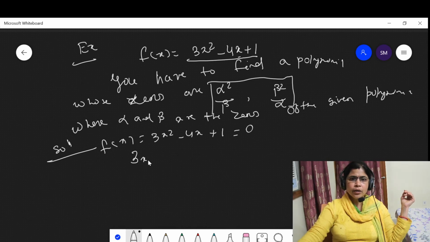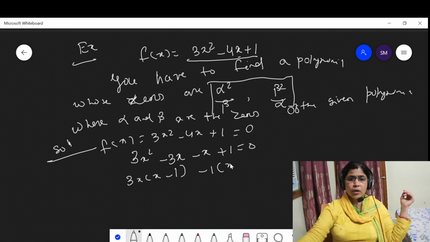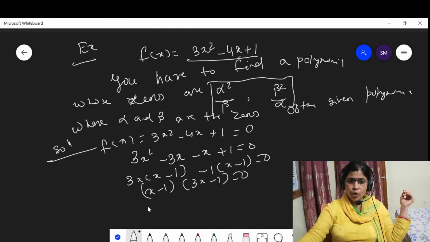Then here 3x square, use the middle term factorization, split minus 4x into minus 3x minus x, which is equal to 0. Then take 3x common, this is x minus 1. Then here take minus 1 common, this is x minus 1 is equal to 0. Then this is (x minus 1) into (3x minus 1) is equal to 0. Then here zeros are x equal to 1 and another is 1 upon 3. Then by solving this you get alpha is equal to 1 and beta is equal to 1 upon 3.